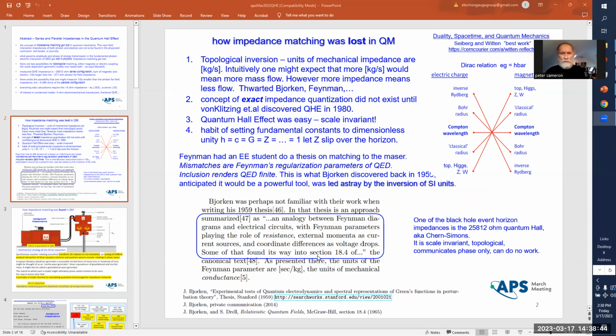And Sun found this way into Bjorken and Drell, his textbook. And what thwarted him here was this topological impedance that we see.